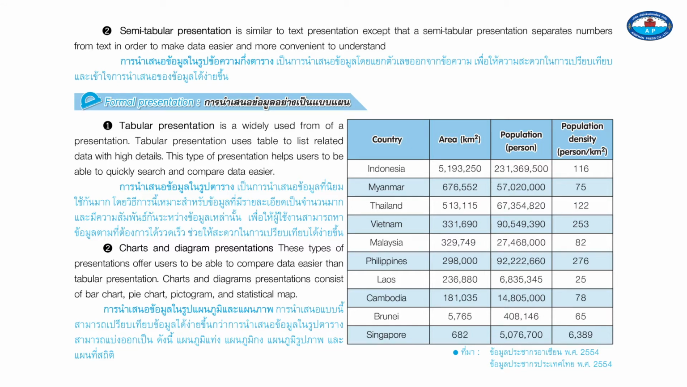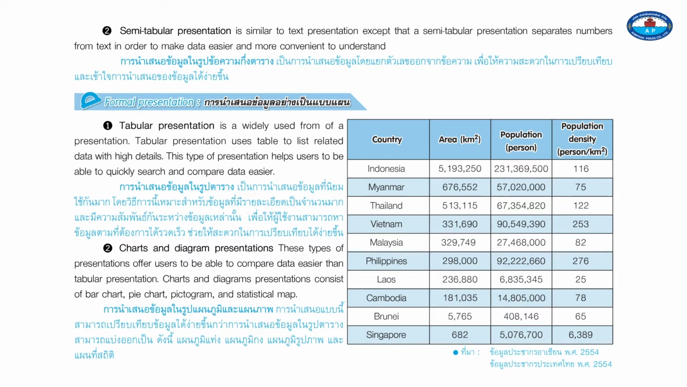2. Semi-tabular presentation is similar to text presentation, except that a semi-tabular presentation separates numbers from text in order to make data easier and more convenient to understand. Formal presentation. 1. Tabular presentation is a widely used form of a presentation. Tabular presentation uses table to list related data with high details. This type of presentation helps users to be able to quickly search and compare data easier.